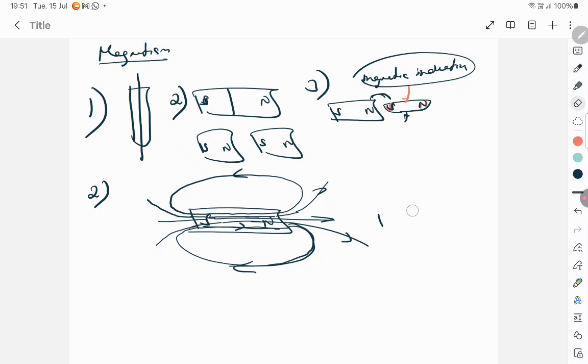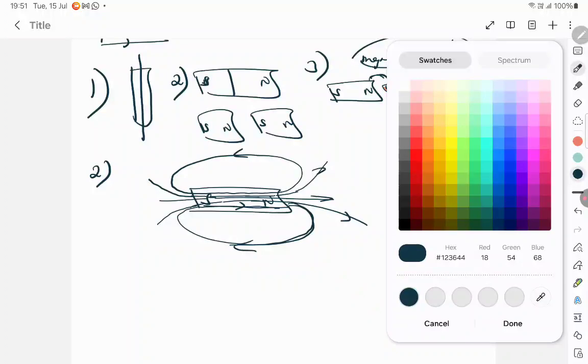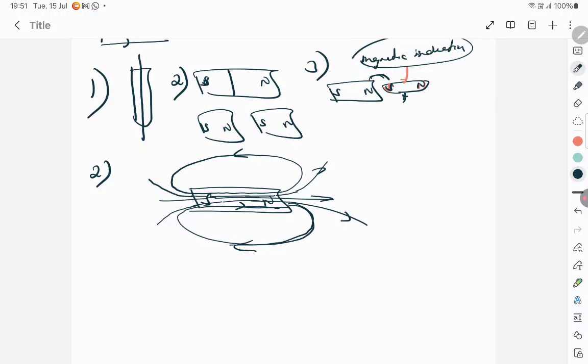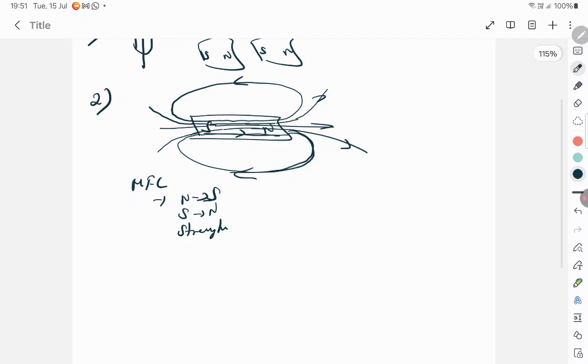Okay, so what are the properties? They form a closed loop. Can you see they're always forming a closed loop, unlike in electrostatics where they don't form closed loops. Outside the bar magnet, the magnetic field lines go from north to south. Within the bar magnet they go from south to north, and the degree of closeness indicates the strength of the magnetic field.